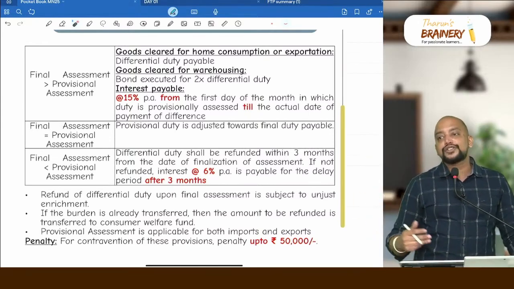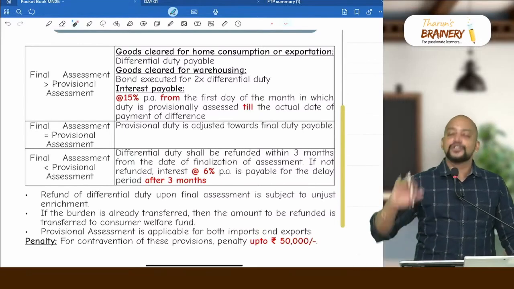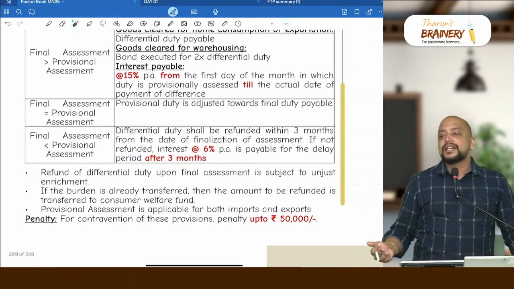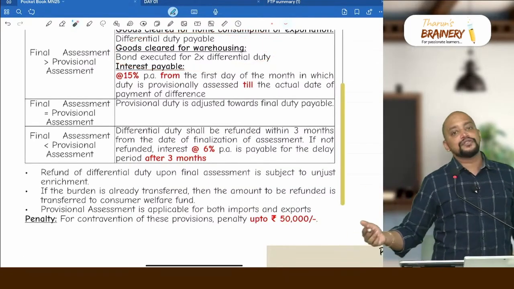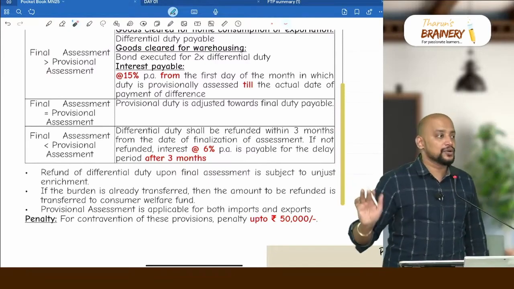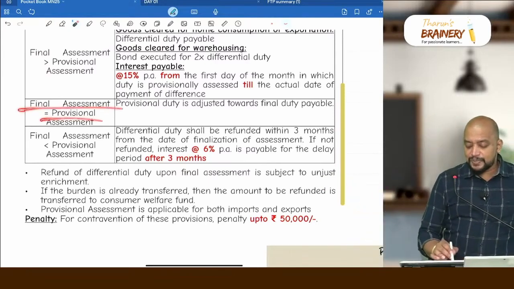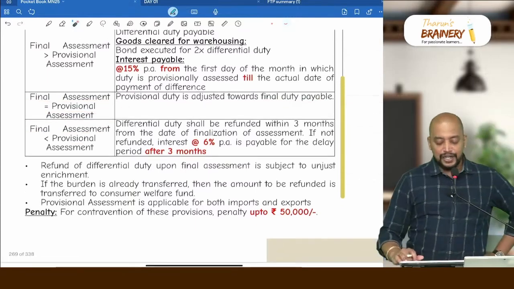Whether both the bonds need to be executed? Yes, which means 5 times the customs duty payable we need to execute. Yes, correct. And when will it be released? This bond will be released when you pay the differential amount. That bond also will be released whenever you pay the full customs duty and clear the goods from the warehouse. Then suppose the final assessment equals the provisional assessment, provisional duty is adjusted towards the final duty payable.